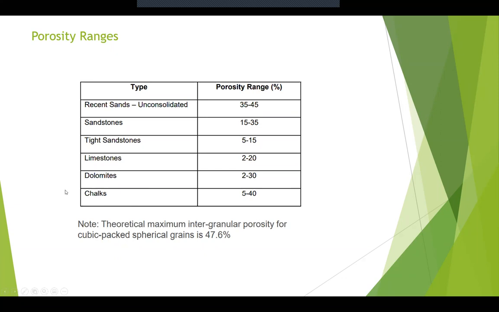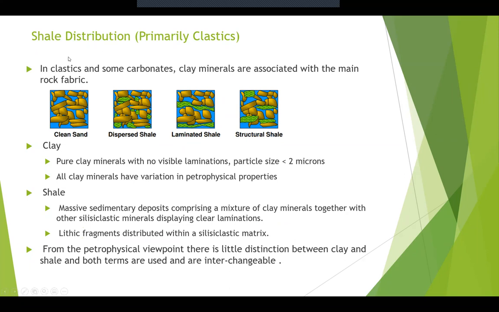Okay, for the shale distribution, the shale could be distributed in the reservoir in three main types: it could be dispersed, laminated, or structural. I see time is running, so I have to go faster. Each of these kinds of distribution has a different influence on the pore system and also on the permeability.